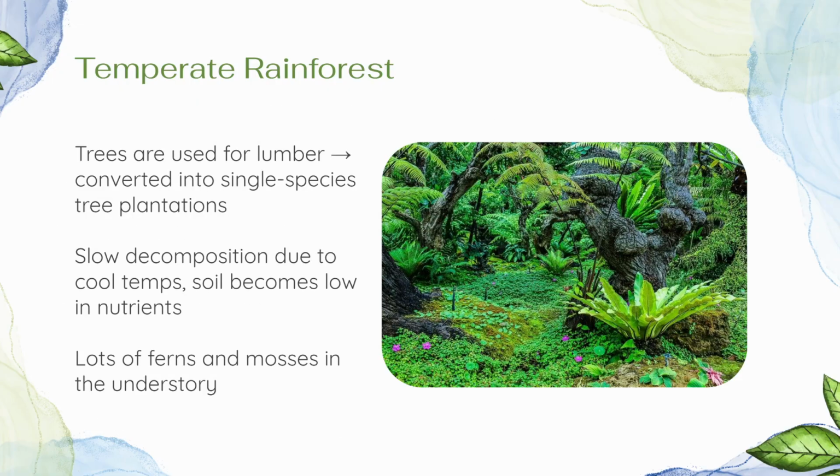Like the boreal forest, the trees in the temperate rainforest are often used for lumber, and many have been converted into single-species tree plantations. The decomposition is slow due to the cool temperatures, which means the soil is low in nutrients. The understory of this biome is home to lots of ferns and mosses.